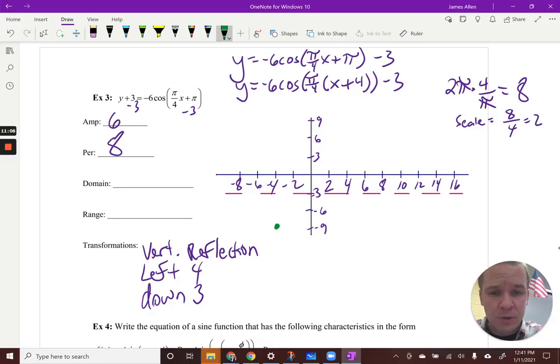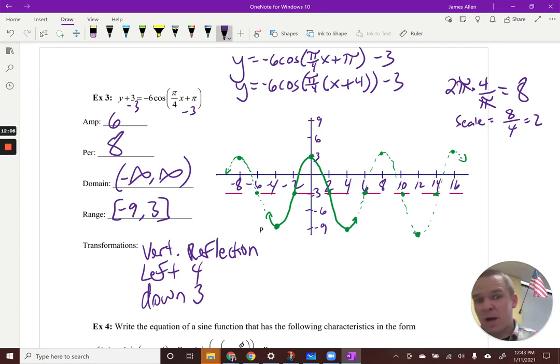And now I can go up to the midline and then 6 above it and then back to the midline and then 6 below it. So that would be the 1 full period of our cosine function. And from here, I'm going to dash it out.